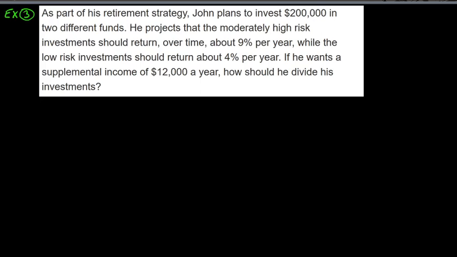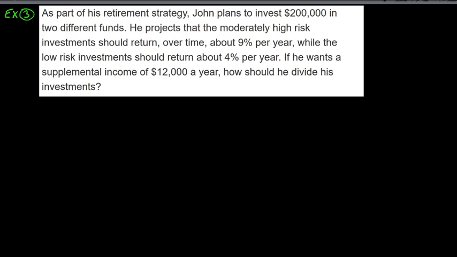Okay, on to the next example. So, the question says this: as part of his retirement strategy, John plans to invest $200,000 in 2 different funds. He projects that the moderately high-risk investments should return over time about 9% per year, while the low-risk investments should return about 4% per year. If he wants a supplemental income of $12,000 a year, how should he divide his investments?